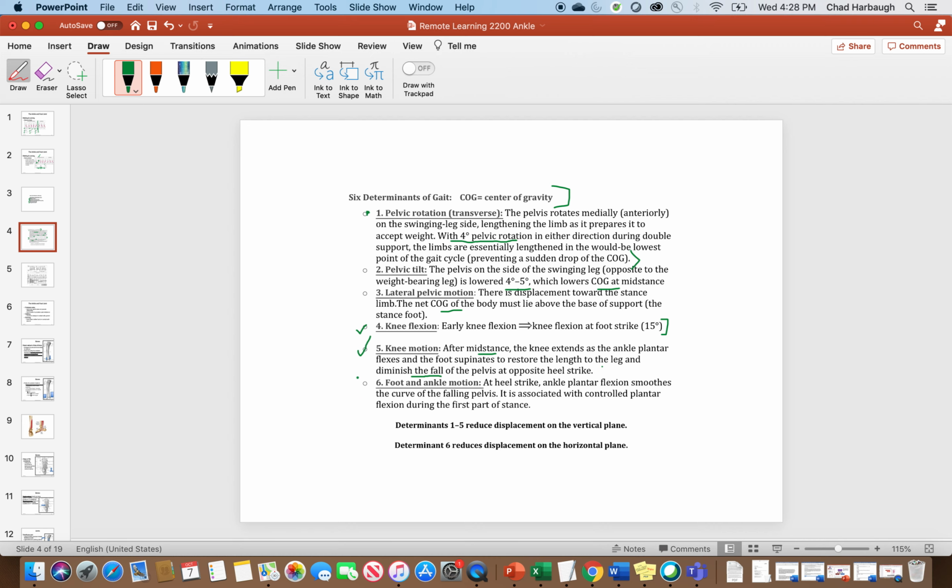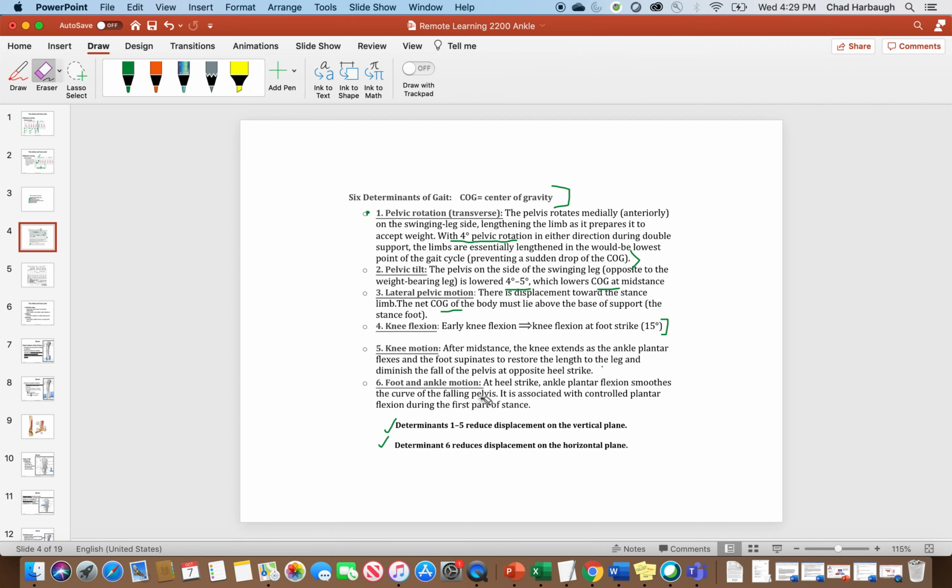And then these are what we consider the first 5, determinants 1 through 5, which help reduce displacements in the vertical plane. And then the last one is going to reduce the displacement on a horizontal plane. So when we're looking at 1 through 5, it's about the displacements that occur in the vertical plane.